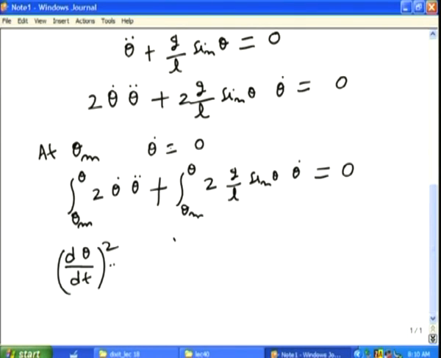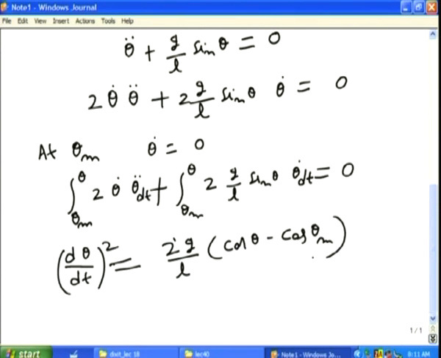Okay, I must put an integration sign here, integration dt. Then it becomes complete. This is equal to 2g by L (cos theta minus cos theta m). So integration of this comes out to be cos theta minus cos theta m. This is the thing.